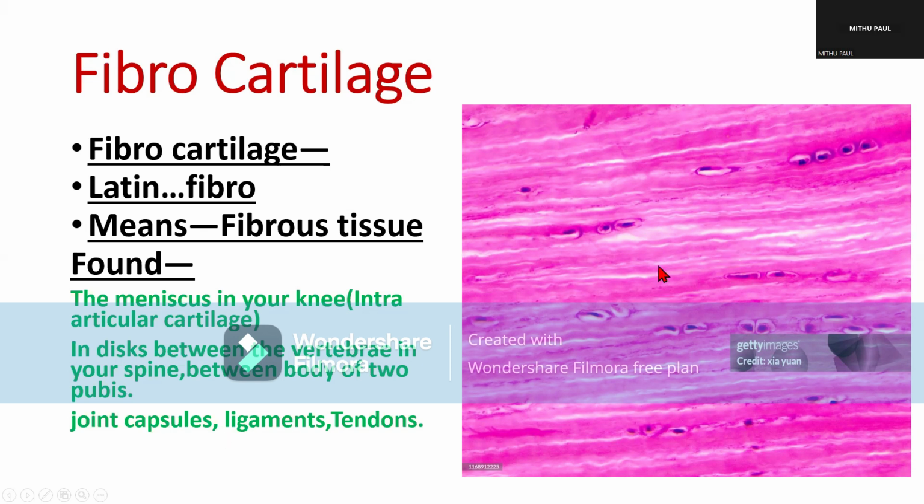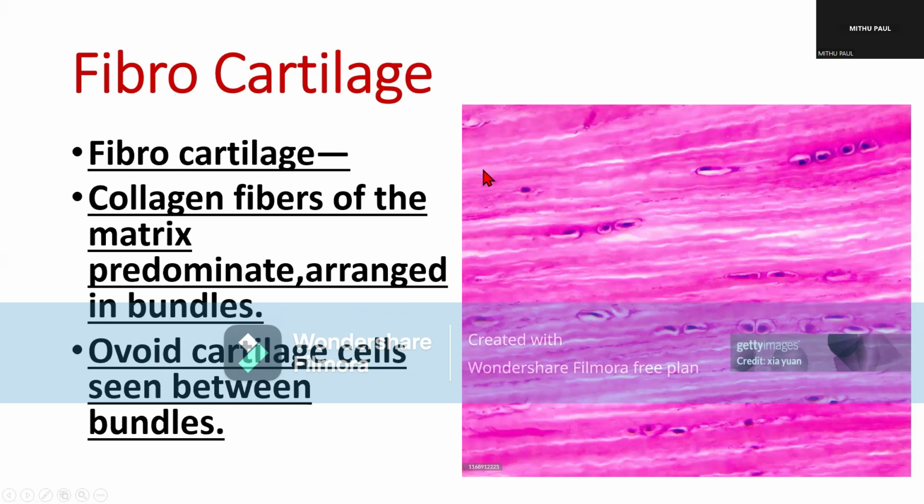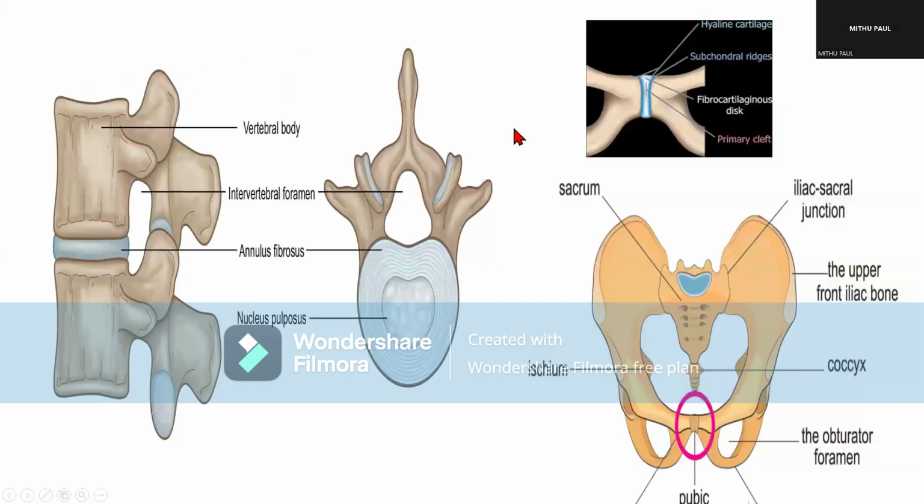Moving on to the histological features of fibrocartilage. In the histology of fibrocartilage, you can see thick bundles of collagen fibers, a very small amount of matrix, and the cells are again lying in bundles arranged in lines. They are ovoid in shape, and they are lying in between the bundles of the fiber. So these are the typical appearance of fibrocartilages.